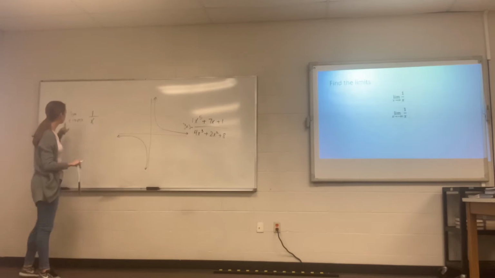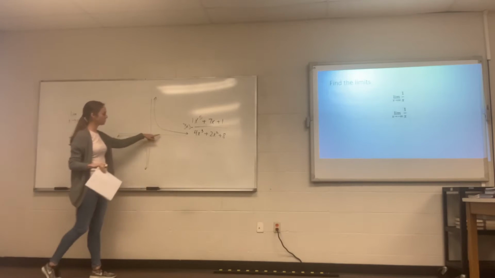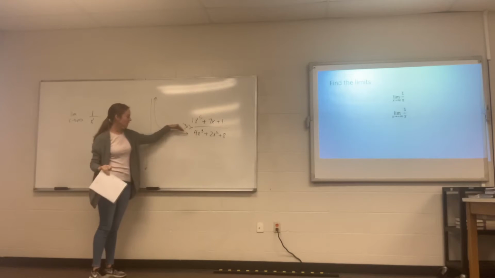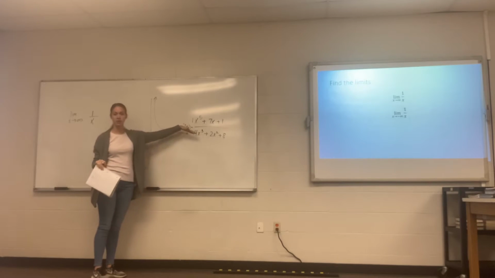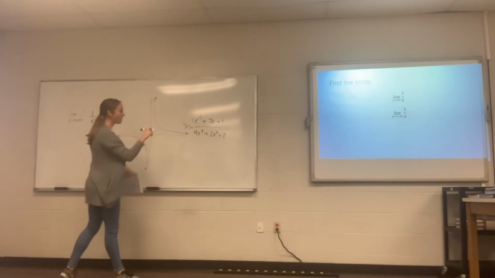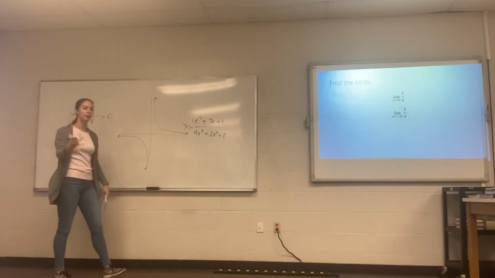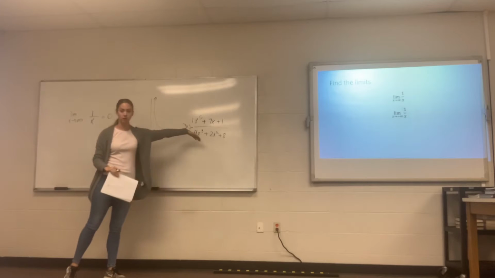So if I look when my x is approaching infinity, so as my x is coming out here, as it's approaching infinity, I can see that it's getting closer and closer to 0. So my limit would be 0, because that's the number that I'm approaching. It's getting closer and closer to 0.